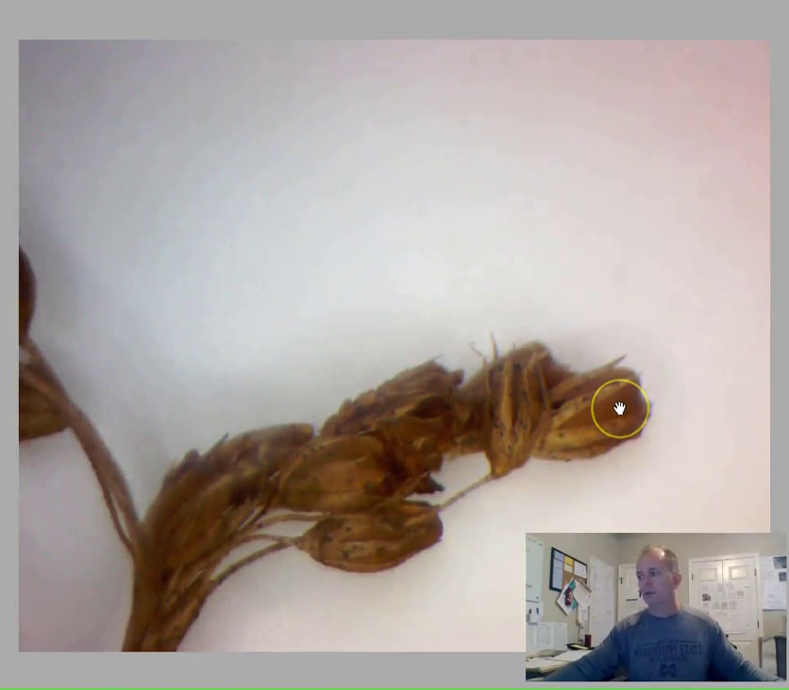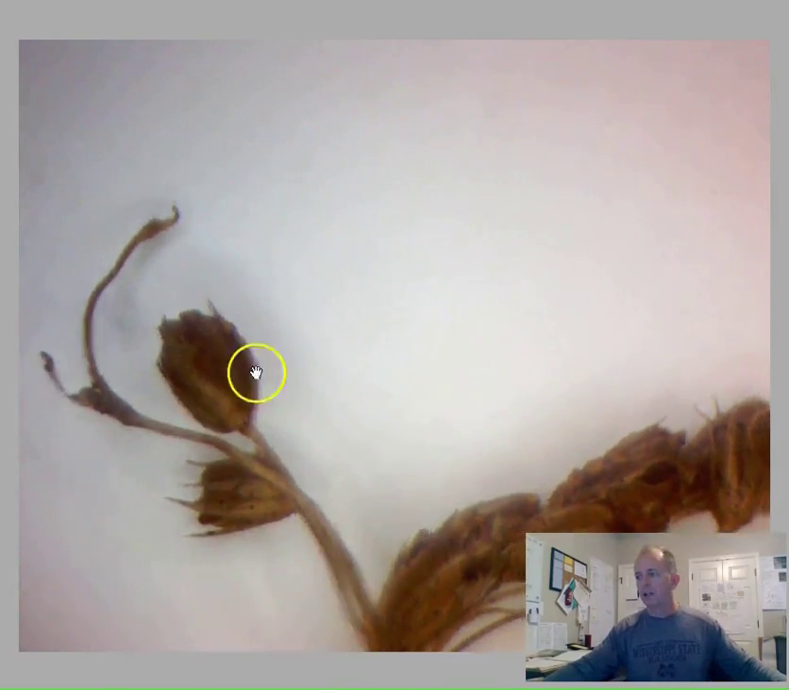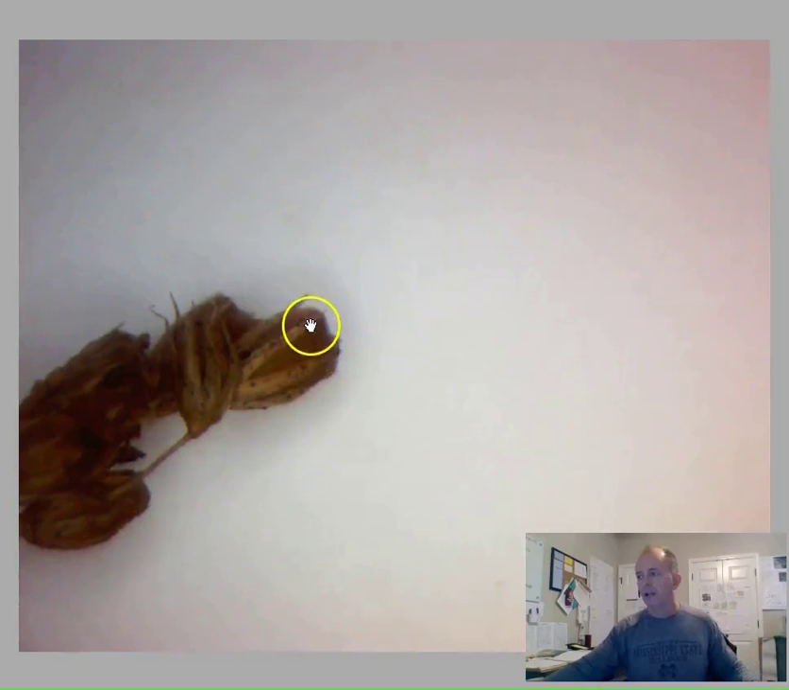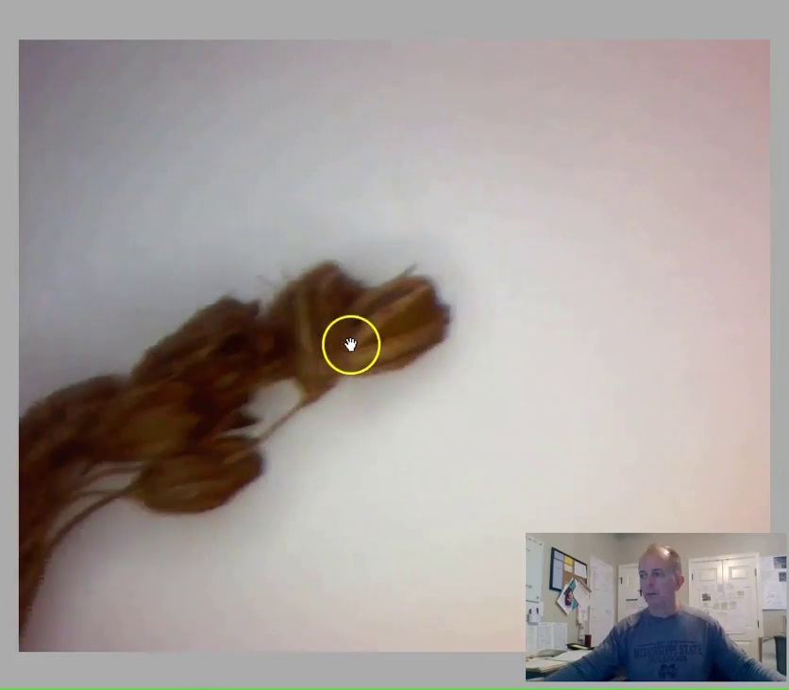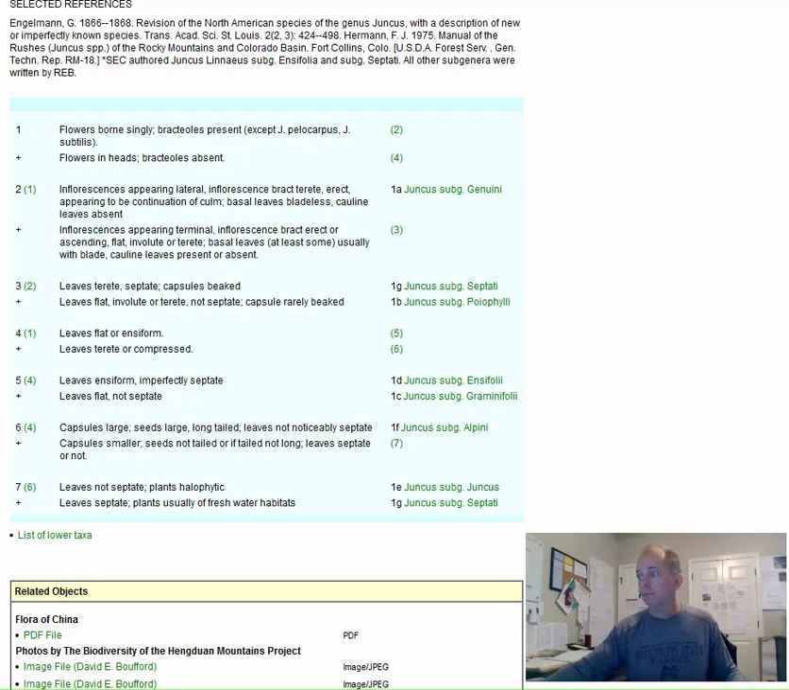Okay, and so this one looks a lot different than the other one we just looked at. So here the capsules are kind of roundish, and the perianth bristles are just a tiny bit longer than the capsules. So it's kind of roundish, maybe a little bit oblong, elliptical, and these bristles are long and skinny, and they stick out just a little bit past the capsule. Anyway, so in heads, no, they're not in heads. They're born singly, and bracteoles, whatever.